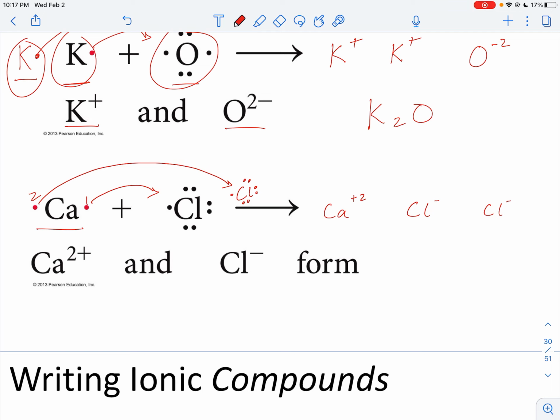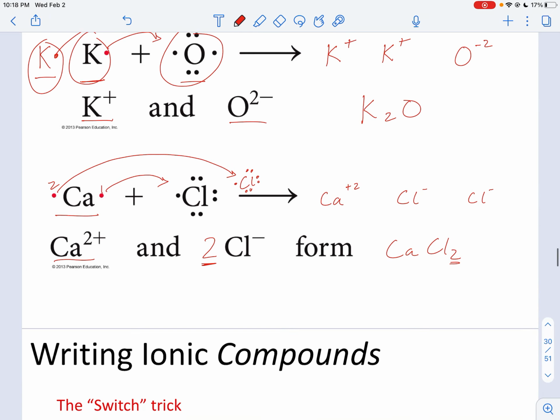Okay, so the way you would write the compound, you'd say Ca2+ and two chloride anions are going to form this calcium chloride, CaCl2, and you write this 2 representing there's 2 of these as a subscript when you write the compound overall.